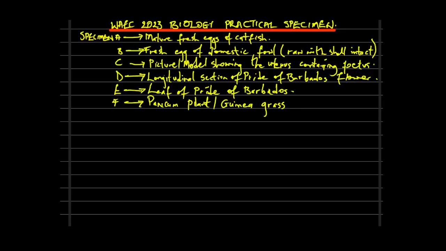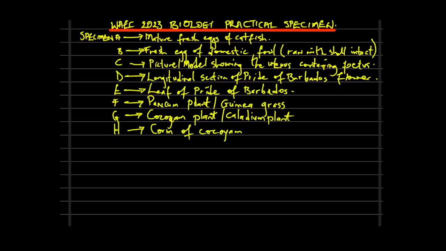And our specimen G is the cocoyam plant. Botanical name is the caladium plant. That is what it is called. We will also be needing the whole plant for that. And our specimen H is the corm of cocoyam.